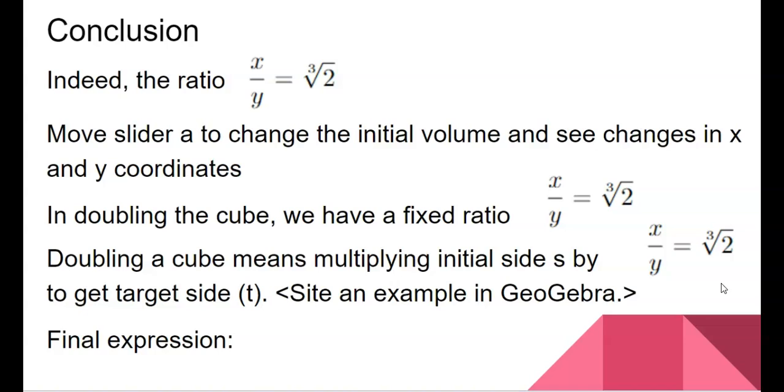Nevertheless, the Greeks did manage to evolve to algebraic solutions as a collective effort. Final expression here to get the target side: t is equal to cube root of 2s.